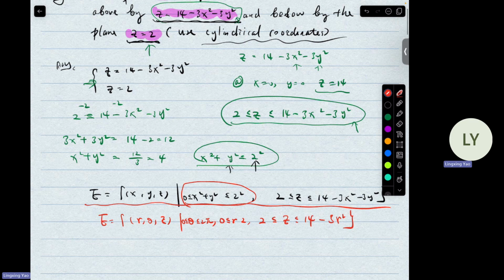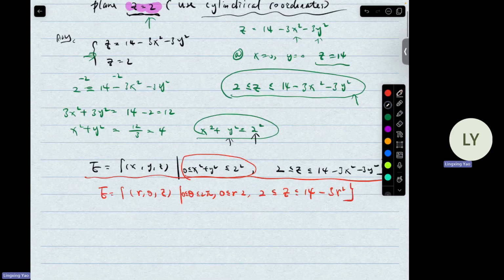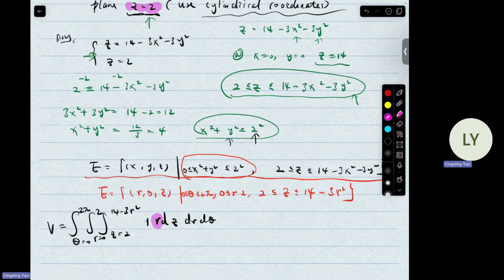Okay, so the triple integral we should set up is for theta from 0 to 2 pi, r from 0 to 2, and z from 2 to 14 minus 3r squared. And then we have r times dz dr d theta. So this r is the actual Jacobian determinant.